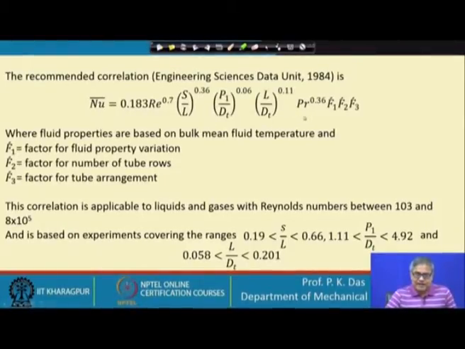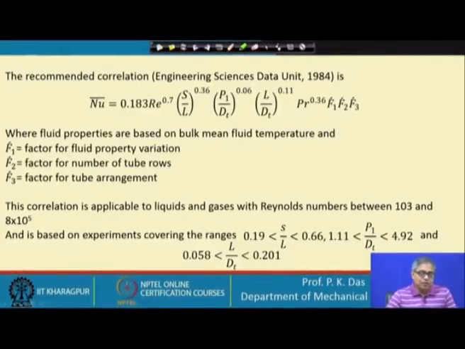So, all these things are there, and then we know the Prandtl number takes care of the properties. So, the Prandtl number will come here. Then of course, there are 3 factors F1, F2, F3. Fluid properties are based on the bulk mean fluid temperature in this correlation. The Prandtl number we have calculated, or even in the Reynolds number there will be rho and mu, have been calculated based on bulk mean fluid temperature.